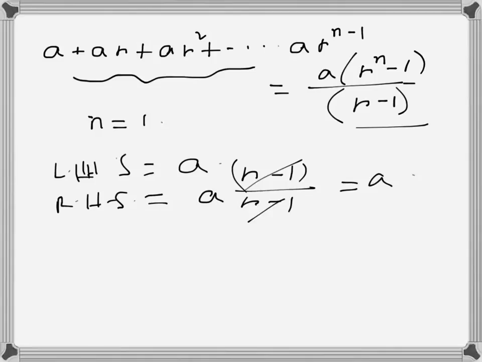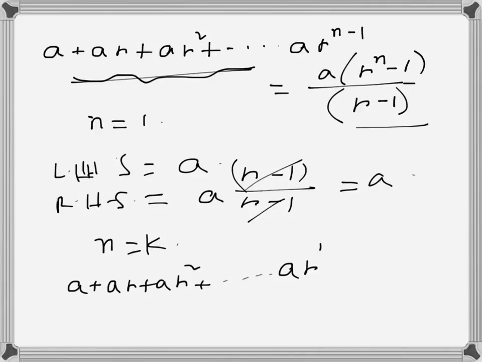Then we will assume that when n is equal to k, where k is any positive integer, this relationship is true. So basically a plus ar plus ar squared, up to ar to the power k minus 1, is equal to a times r to the power k minus 1 over r minus 1. We are assuming that this is true, and then we will see what happens. Since we are using the mathematical induction method, this is the way to do it.